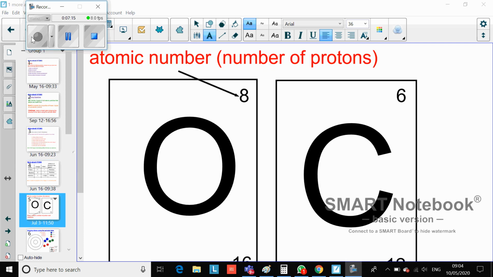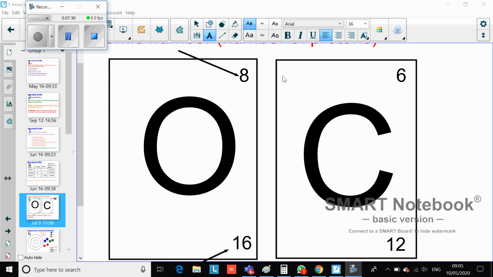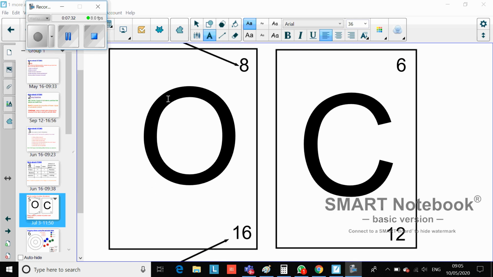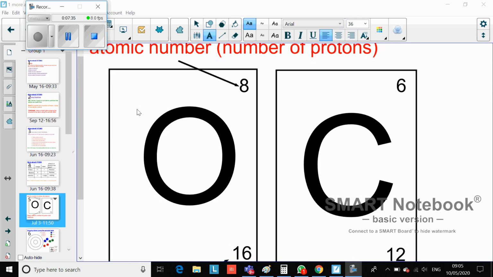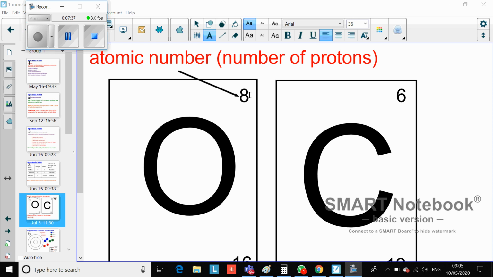Okay, welcome back. Now, what we need to do is actually understand what some of these things are. If you ever have a look at a periodic table, it gives you all the information about that atom. So for example, let's take O. Now, most of you know what this is. This is oxygen. The first number that you'll see is a small number, and that is the atomic number. That is the number of protons. So we know that oxygen has 8 protons.